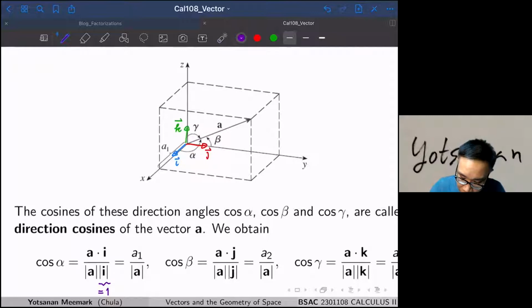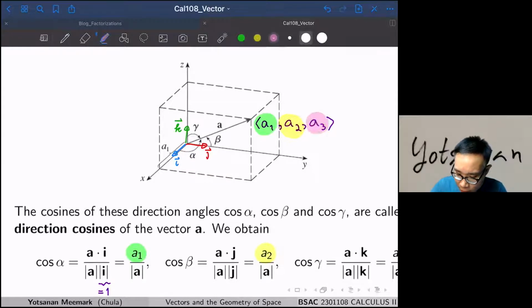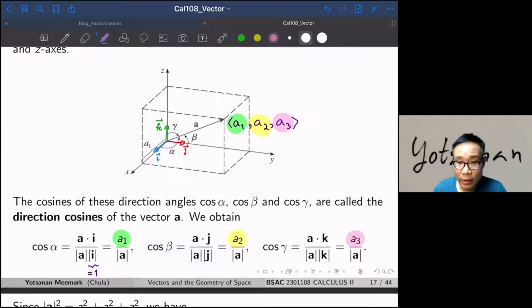When you have A dot i, it turns out to be just the first component. Your vector A is A1, A2, A3. A dot i gives the first component, A dot j the second component, and A dot k the third component. And the norm of j is also equal to 1.